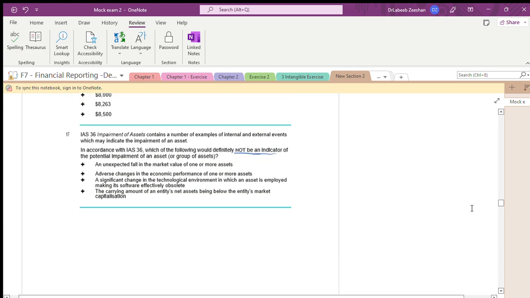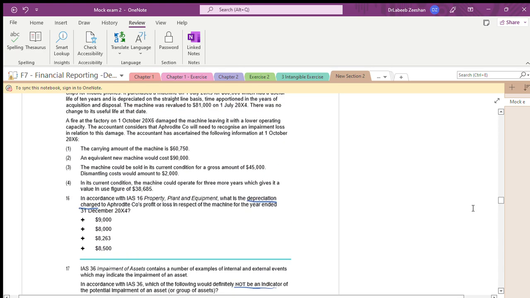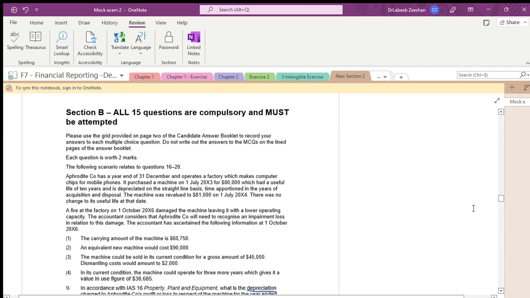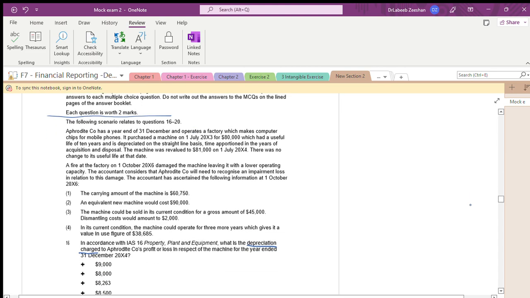Okay, now, what they say: please use the grid provided in the candidate answer sheet to record the answers, but do not write elsewhere. Each question carries two marks. Okay, we don't want this. Result we know. Alhamdulillah, don't worry.